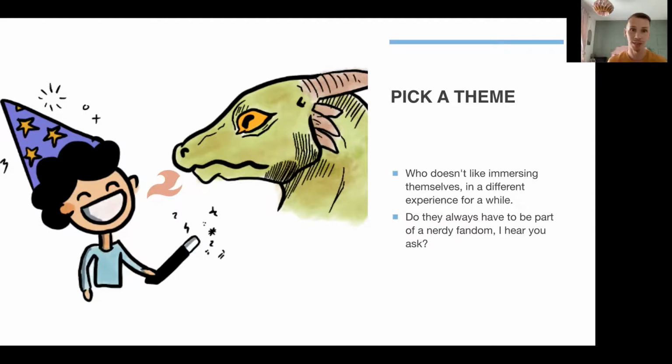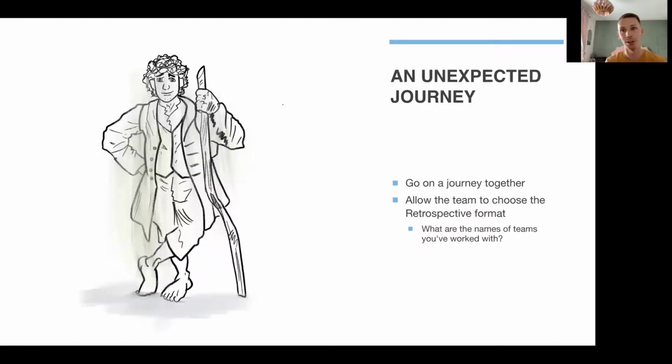If you go to the next slide for me, Alex, you're going to take people on an unexpected journey together. And I hope you get the Bilbo Baggins reference there. I've given you a few cheats around the names of the teams you've worked with, so maybe there's something there you can get a theme out of. And ask at the end of your session, just repeating myself a little bit, what the next format could potentially be.